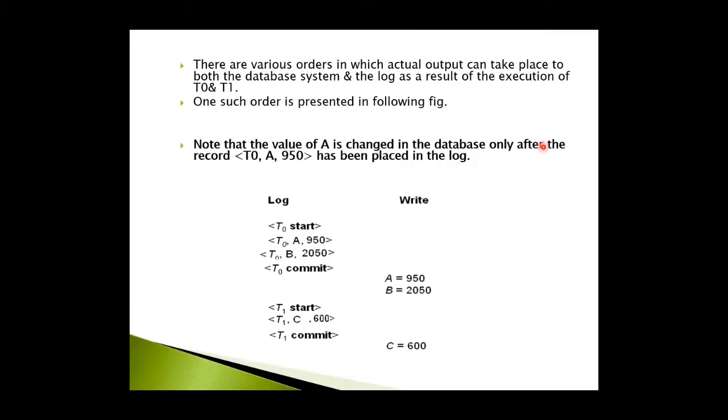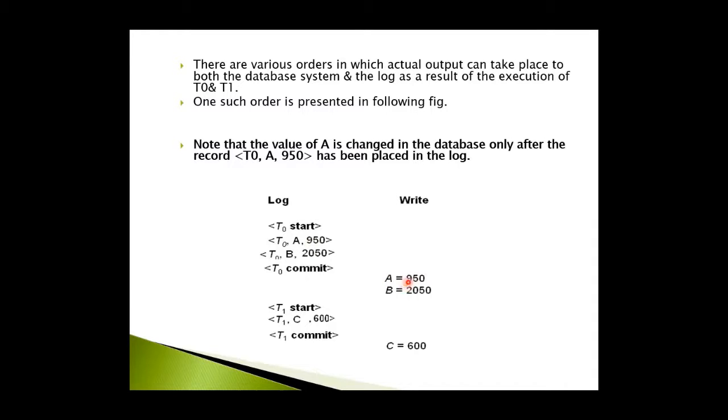There are various orders in which actual output can take place to the database system. It can be either T0 followed by T1 or T1 followed by T0. One such order which is represented here: note that the value of A is changed in the database only after the record <T0, A, 950> has been placed. What do you mean by this? Since it is the deferred database modification technique, we are postponing the write. How are we postponing the write? Until after the modification on that data item has been done. So here the new value is reflected in the update log record, and after that the write operation will be done.